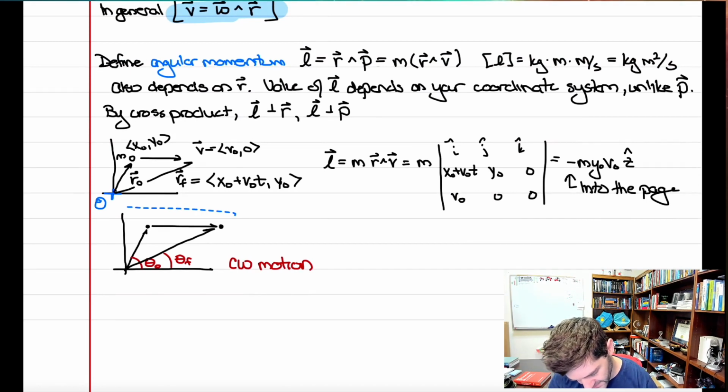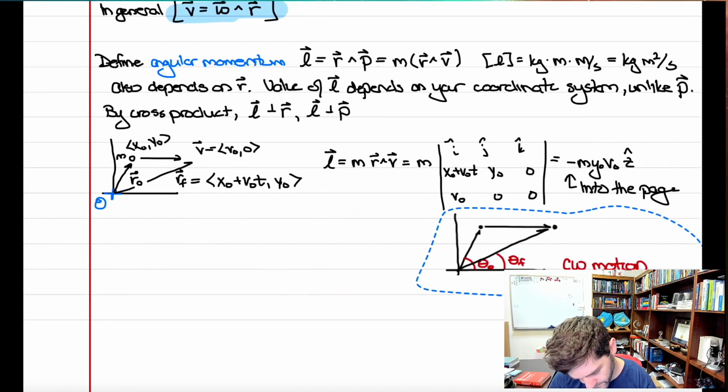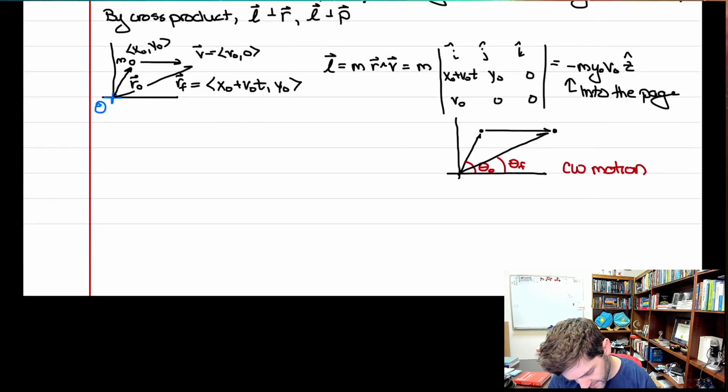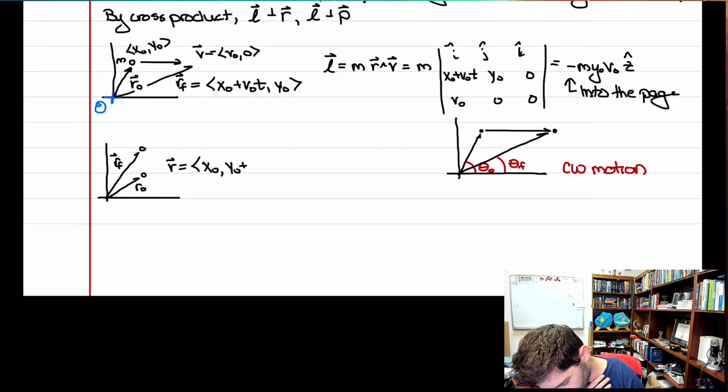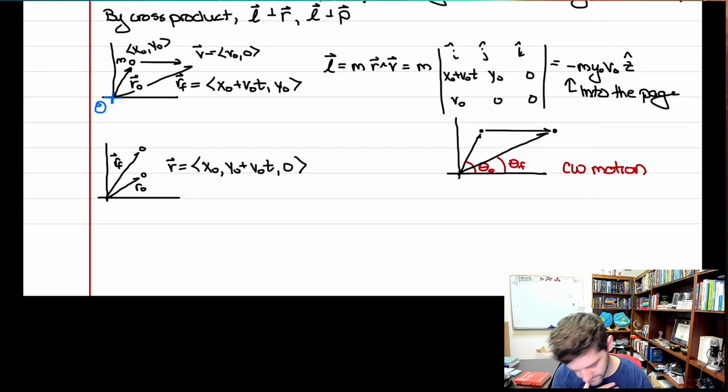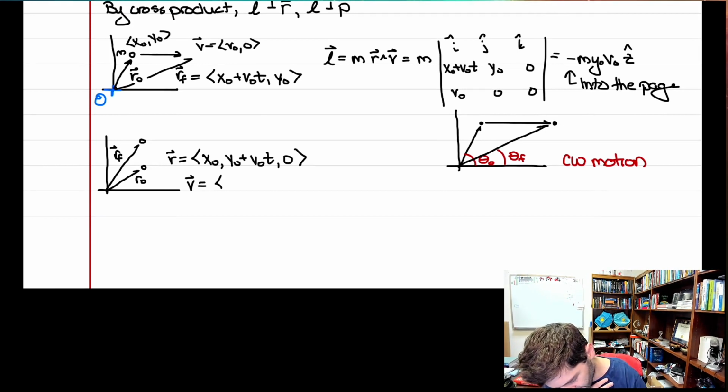Take the alternative example of purely vertical motion. Maybe it starts here at r naught and then moves up to some final r. Let's do the same thing. In this case, r at some arbitrary time t is always going to be x naught, y naught plus v naught t, and then no z directional motion. V is then 0, v naught, 0.